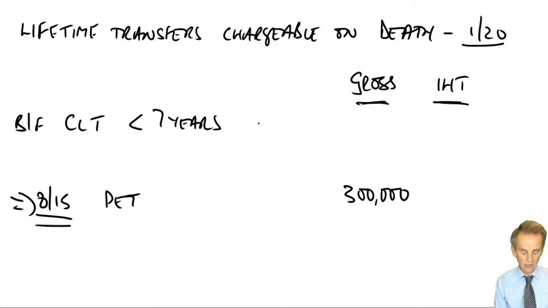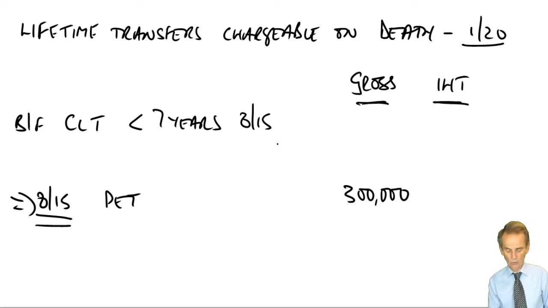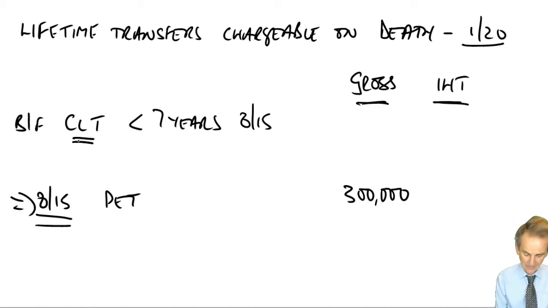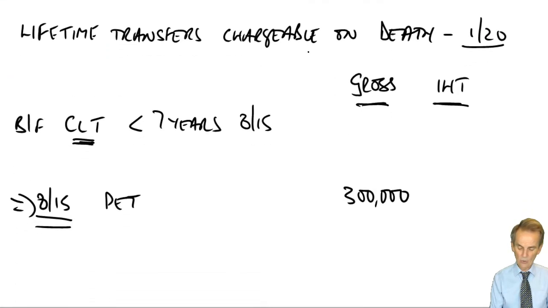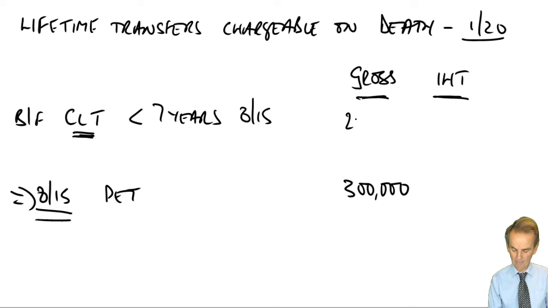of what was the date of the PET? August 15. So 7 years back from August 15 would take us to August 2008. So any transfers from August 2008 that were CLTs, those figures would have been shown here. Now, what figure did we have as the June 2010 CLT? It was £200,000.